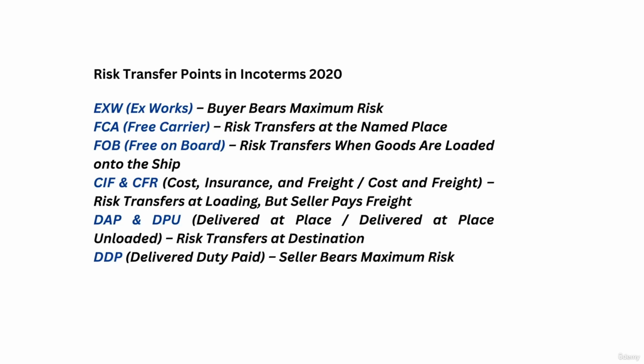In CIF, Cost, Insurance and Freight, and CFR, Cost and Freight, risk transfers at loading, though the seller covers the freight cost. Under DAP, Delivered at Place, and DPU, Delivered at Place Unloaded, the risk remains with the seller until the goods reach the buyer's location, with DPU extending to the unloading process. Finally, DDP, Delivered Duty Paid, places the maximum responsibility on the seller, as risk transfers only when the goods are fully delivered, including customs duties. Each Incoterm plays a crucial role in defining risk and responsibility, ensuring smooth and predictable trade transactions.